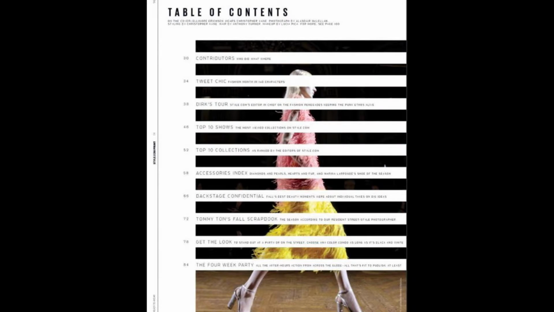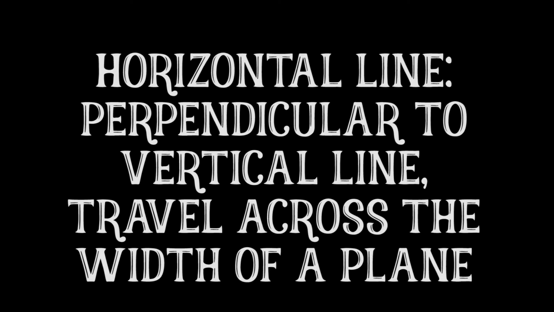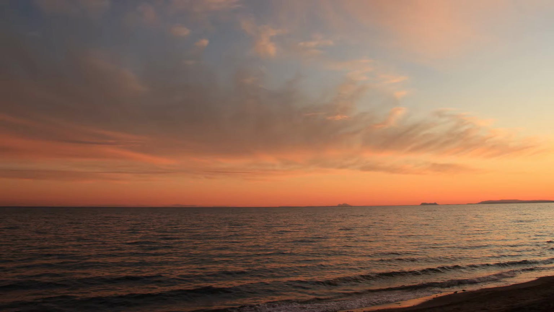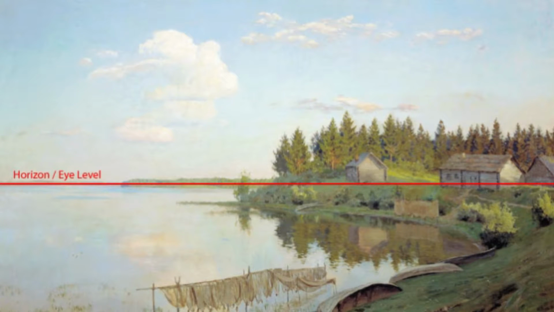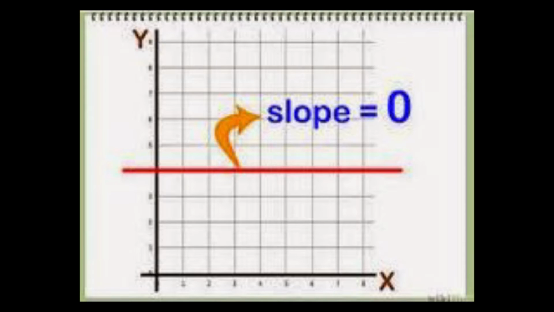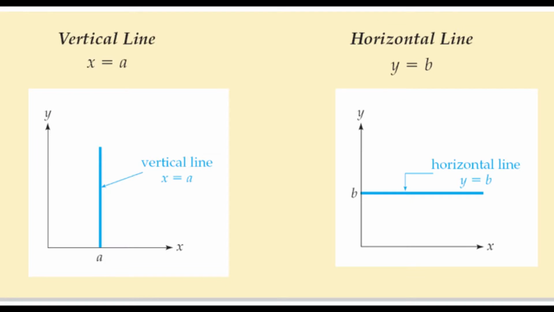They're perpendicular to horizontal lines. Horizontal lines travel across the width of a plane from left to right or right to left. And we can see how the word horizon is related to horizontal lines. The sun sets in the horizon, so you can remember it that way. A horizontal line has a slope of 0, and the equation of a horizontal line is y equals b.